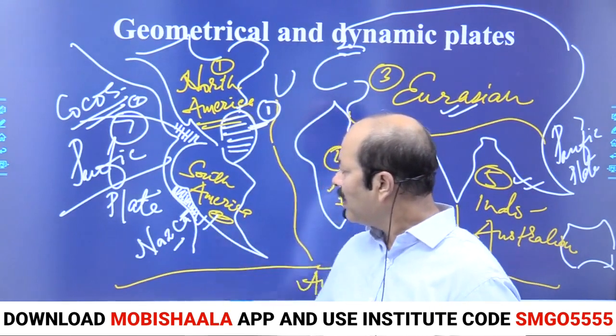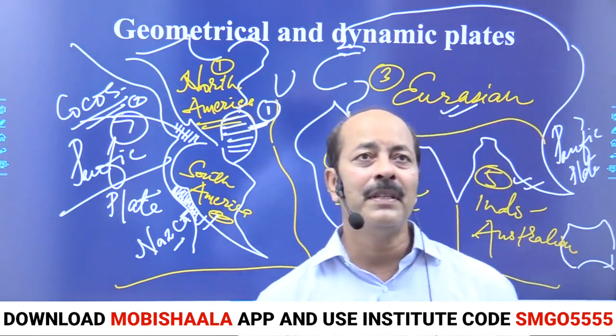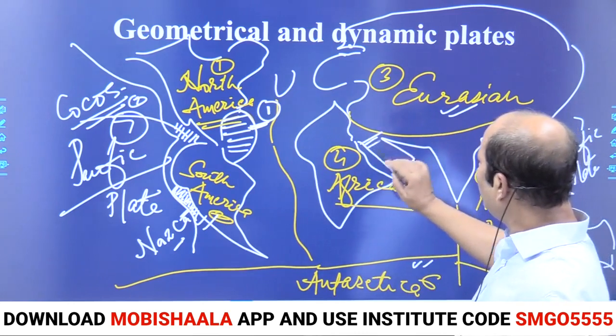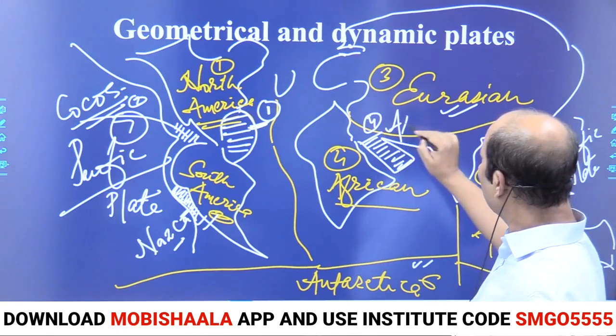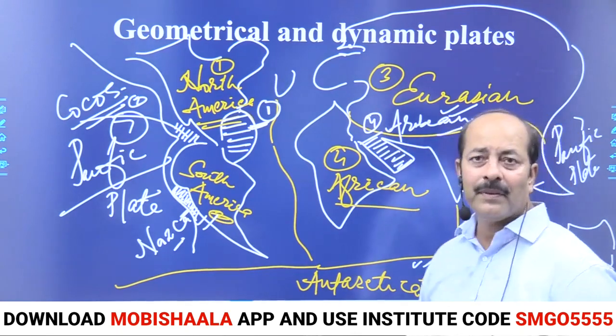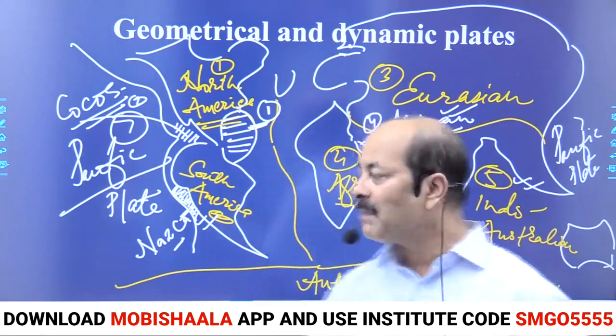Nazca plate, on the western part of Peru and Chile. Then we have this area, the complete Arabia. The fourth plate is the Arabian plate. This is the area of West Asia. The fourth minor plate is the Arabian plate.